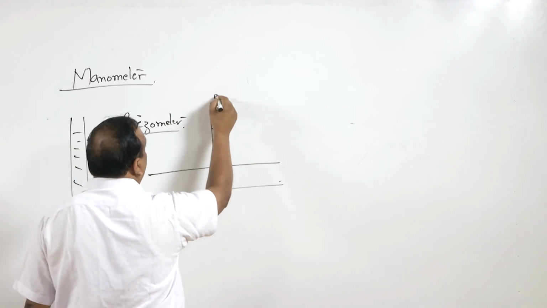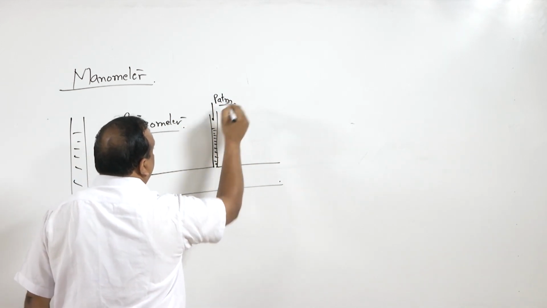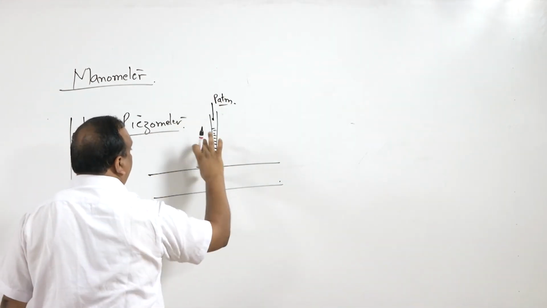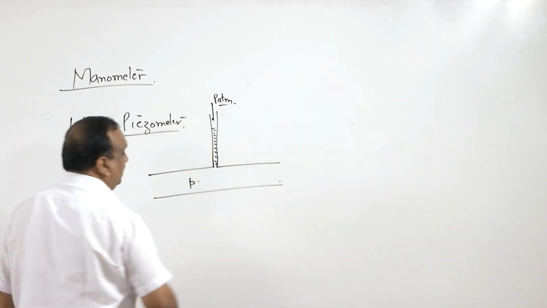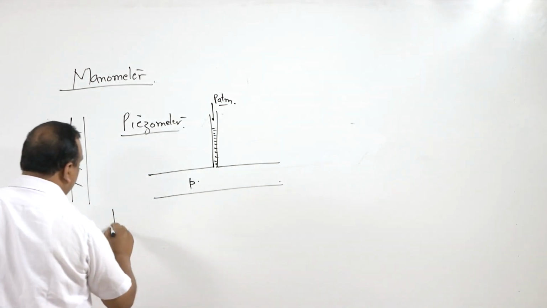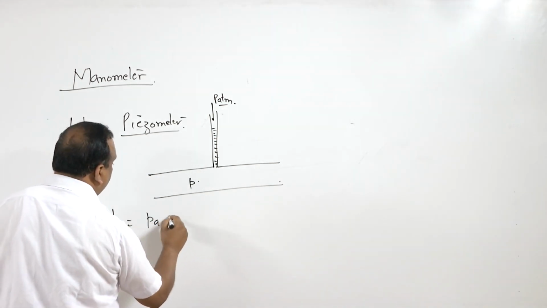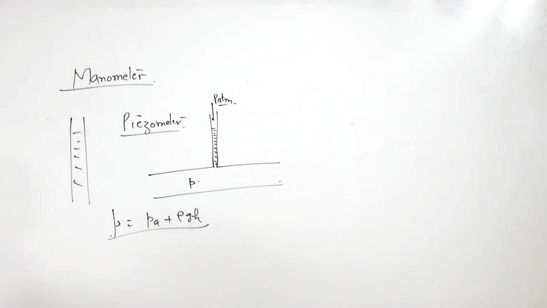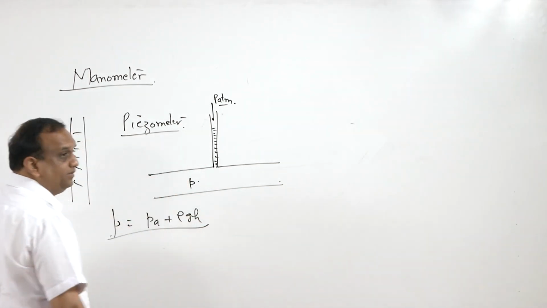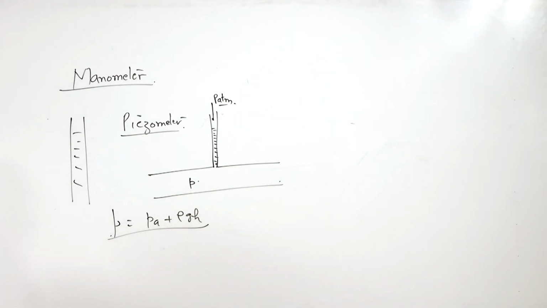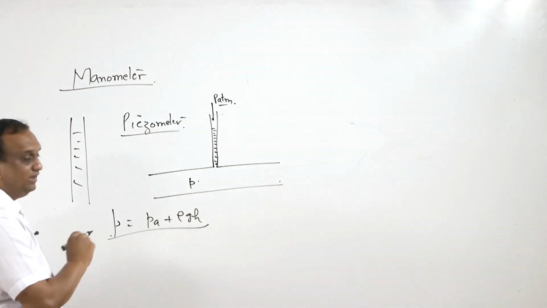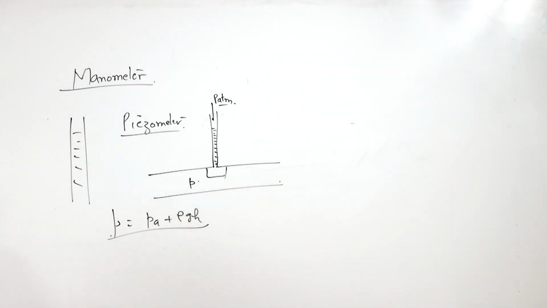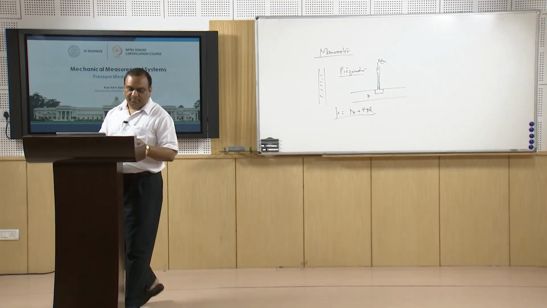This is P atmospheric. So we just add rho g h to P atmospheric, and we get the total pressure inside the pipe. So P is equal to P A plus rho g h. But the piezometer cannot be used for gases because gases do not have a free surface. And the second drawback is that it cannot be used in the case of vacuum. Vacuum cannot be measured with the help of a piezometer.